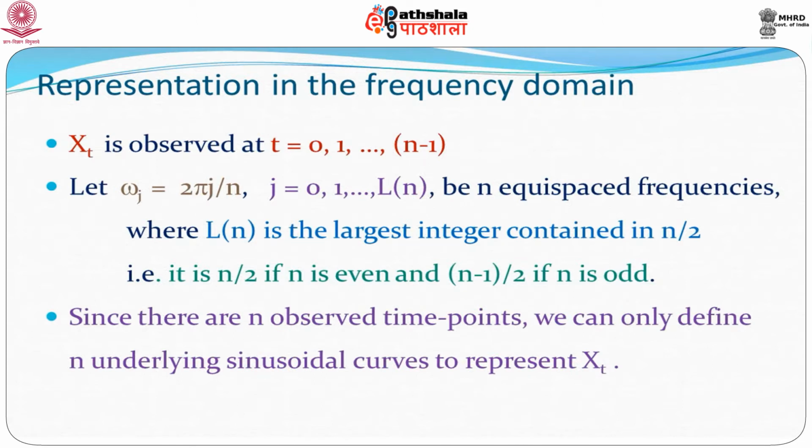Now, since there are n observed time points, we can only define n underlying sinusoidal curves to represent x t. So, what we are assuming is that we have n points and we are taking n equispaced frequencies, and building up sinusoidal curves based on these frequencies. Since these frequencies are given to us, their coefficients, the amplitudes, will be unknown in general, and hence we will need to estimate them. So, we cannot exceed the number n. So, we will take as many as n frequencies and the corresponding amplitudes.